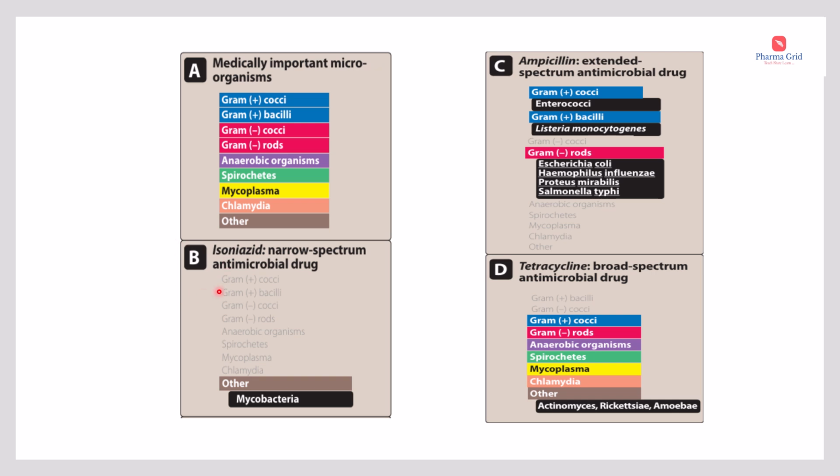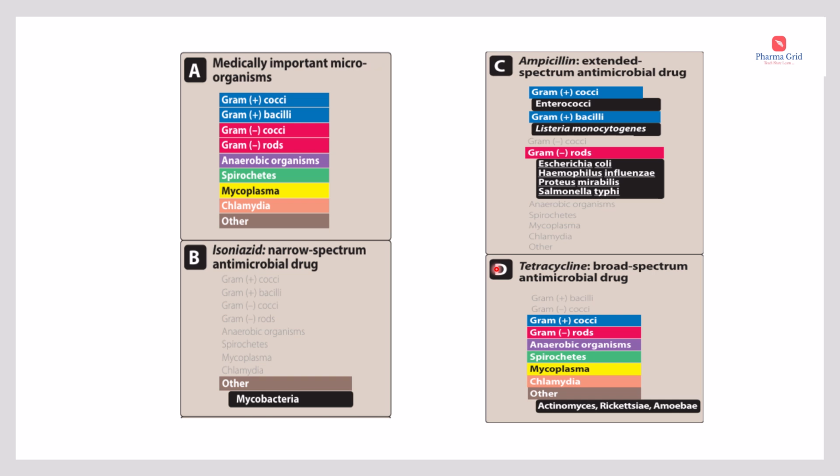So let's first see isoniazid. It is a narrow spectrum antimicrobial drug. Why? Because it is effective only against Mycobacterium tuberculosis. It is ineffective against other microorganisms. Then next one is ampicillin, which is an extended spectrum antimicrobial drug. It has activity against gram-positive cocci and gram-positive bacilli and some gram-negative rods such as E. coli, Haemophilus influenzae, Proteus mirabilis, etc. Hence, it is known as an extended spectrum antimicrobial drug.